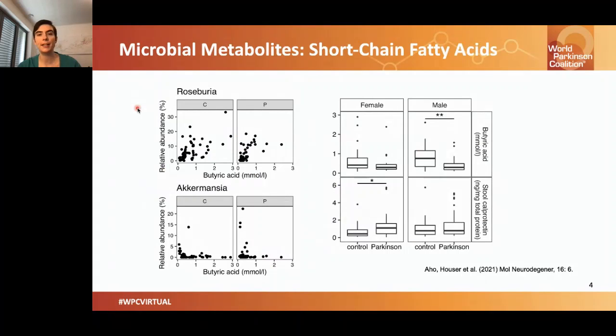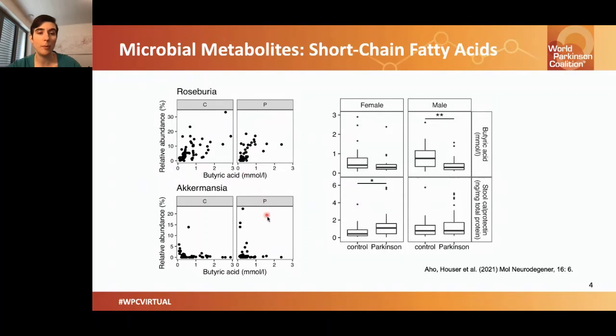A handful of studies have shown that Parkinson's patients have decreased levels of SCFAs. This goes hand in hand with the finding that many bacteria which are decreased in Parkinson's are SCFA producers. These figures here come from my latest publication from Helsinki, which we did together with Emory University from the US. And here we show that Roseburia, which is usually decreased in Parkinson's, is correlated to the levels of butyric acid, which is one of the most important SCFAs.